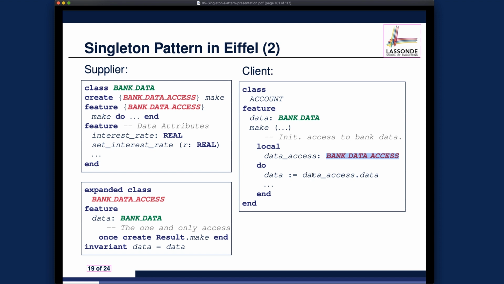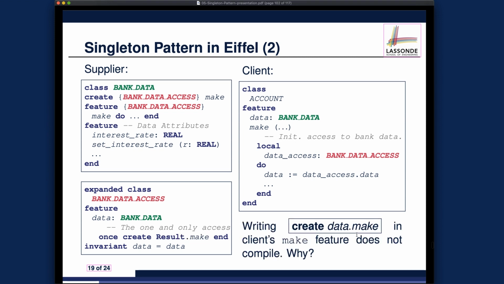Okay, you can think about the only purpose of defining the bank data access class to be expanded is because we don't want to write extra lines to say creates data access.make. We don't have to, right? Because that's expanded. Okay, and then we can simply call as many times as we like data access.data. Only the very first time are we going to execute this line of code. Similar pattern as before, just the same.